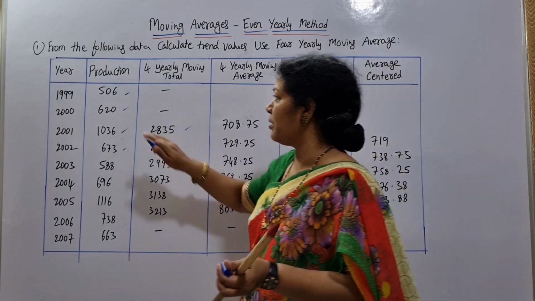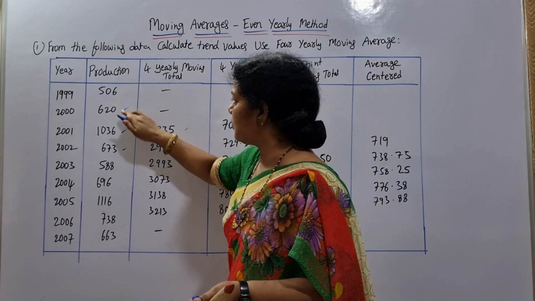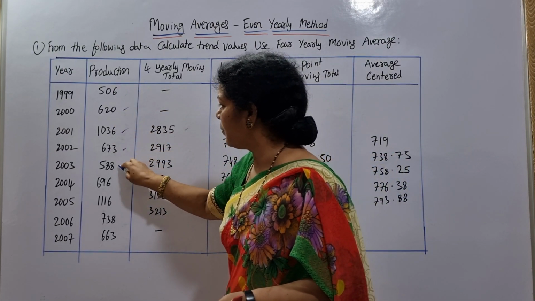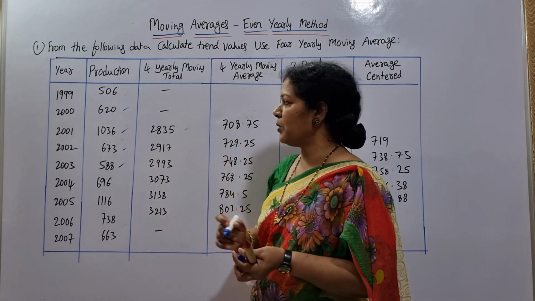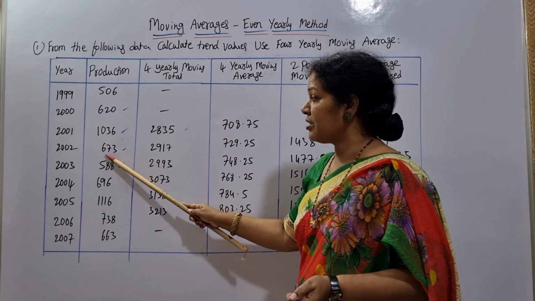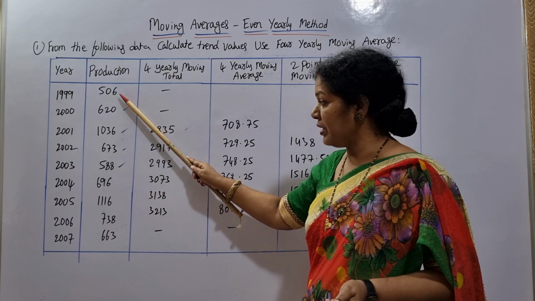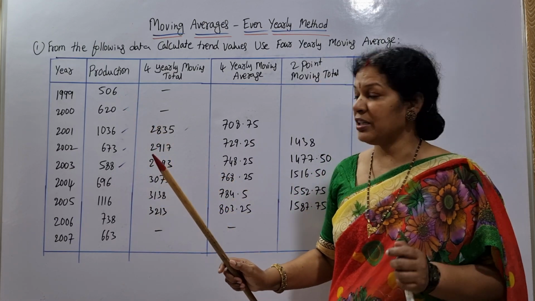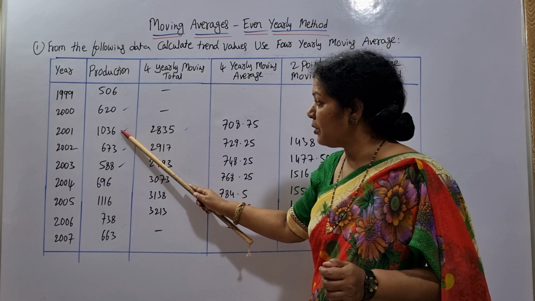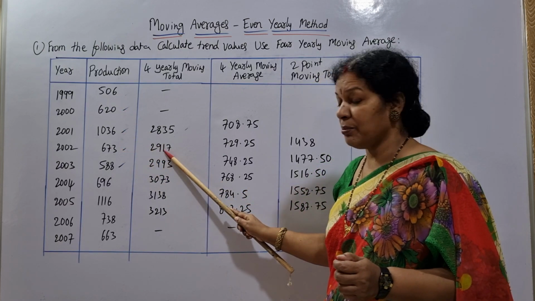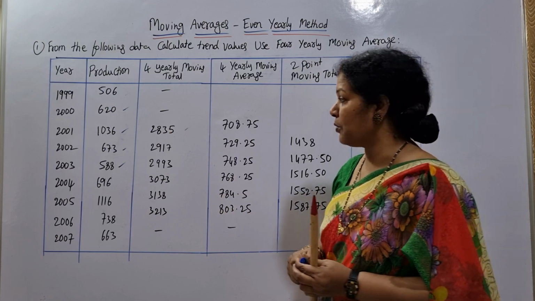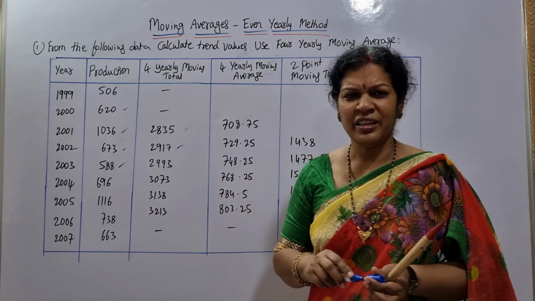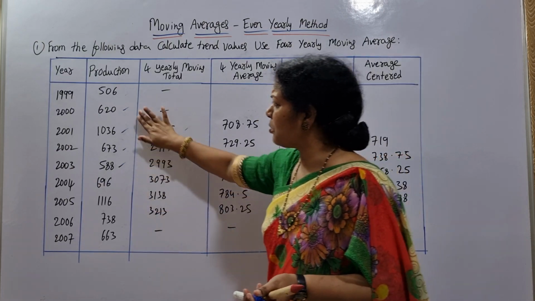Next 4 years. Next 4 years means 1, 2, 3, 4. These 4 years total: 620 plus 1036, 673 plus 588. The total comes to 2917. So this is also the third number, 1, 2, 3. Opposite to the third number, 2917 is posted. Am I clear?